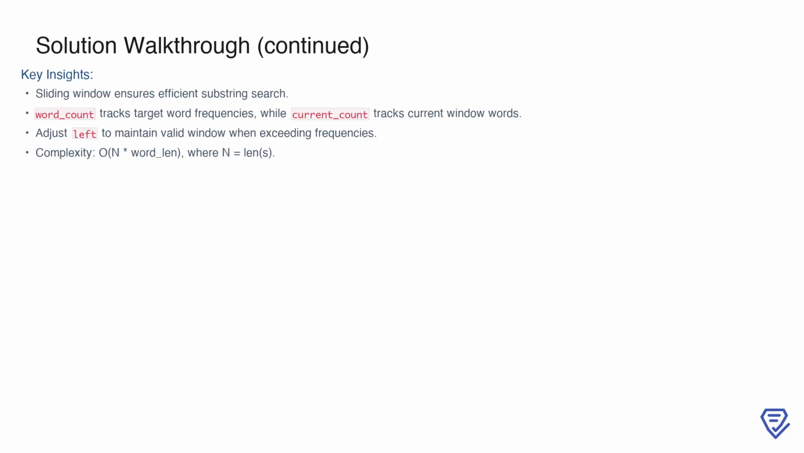Now, let's highlight some key insights from the solution. The sliding window technique allows us to efficiently search for valid substrings without repeatedly recalculating word frequencies. The word_count dictionary helps track the target frequencies of the words, while current_count keeps track of the words in the current window. When a word exceeds its allowed frequency, we adjust the left pointer to shrink the window, ensuring that the substring remains valid. This optimization is crucial for handling large inputs.